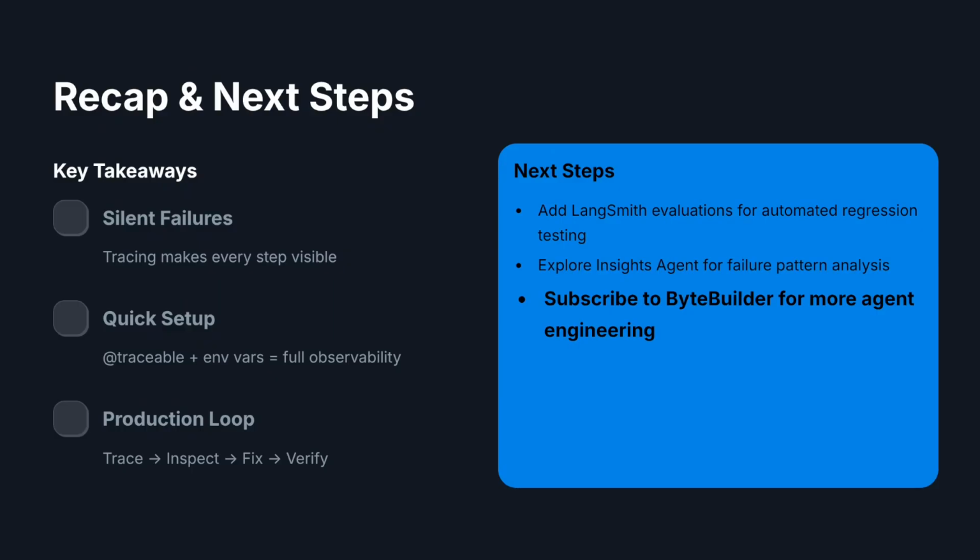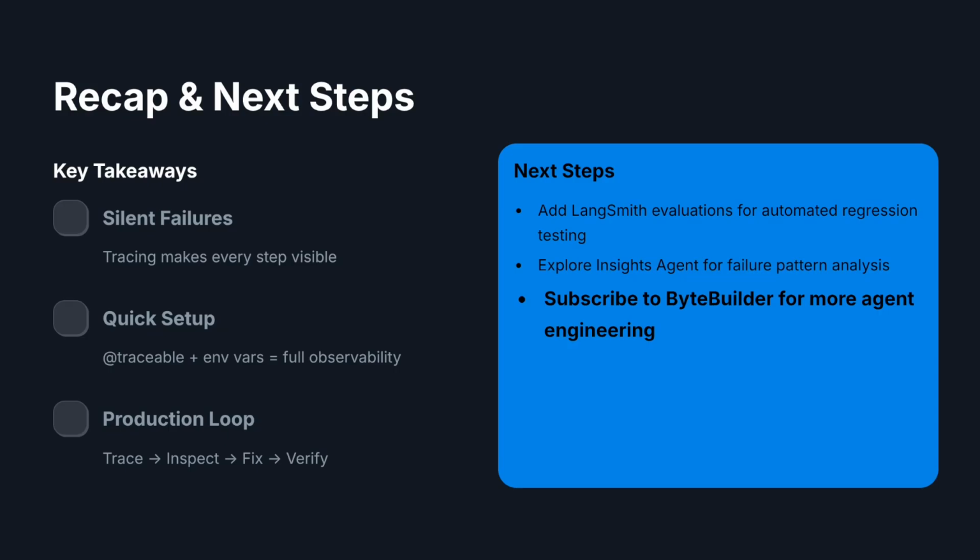Let's recap what we covered. First, we established why agent debugging is fundamentally different from traditional debugging. Agents fail silently because the bugs aren't crashes. They're bad decisions distributed across multiple steps. Second, we instrumented a LangGraph agent with LangSmith tracing using just a few environment variables and a traceable decorator, which gave us full visibility into every LLM call, tool execution, and decision point. Third, we walked through the full production debugging loop: run the agent, inspect the trace tree, pinpoint the faulty step, fix the root cause, and verify with a new trace.